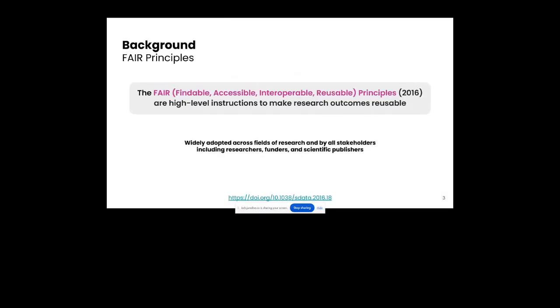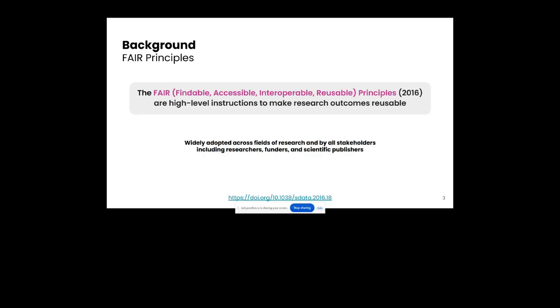As you may know, the FAIR principles were introduced to make all research outcomes findable, accessible, interoperable, and reusable. Since their publication in 2016, they have been widely adopted across fields of research and by all stakeholders, including researchers, funders, and scientific publishers. And although they were developed for all research outcomes, many in the research software community felt that they were mostly designed to make data FAIR.